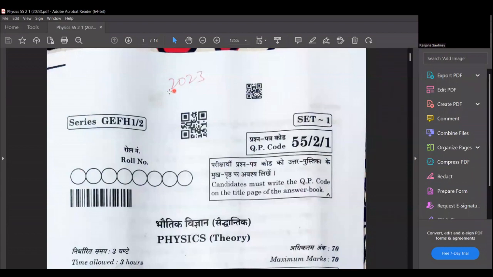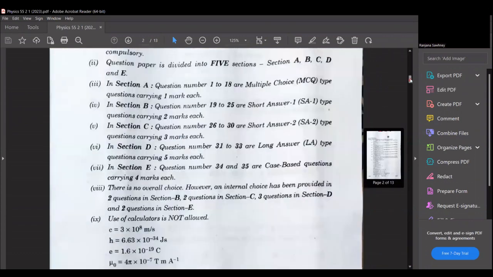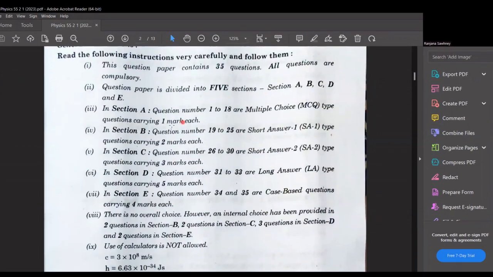Hello students, let's discuss the physics paper 2023. This is set 155 2 by 1. As you know, there are a total of 35 questions and it was divided into 5 sections.